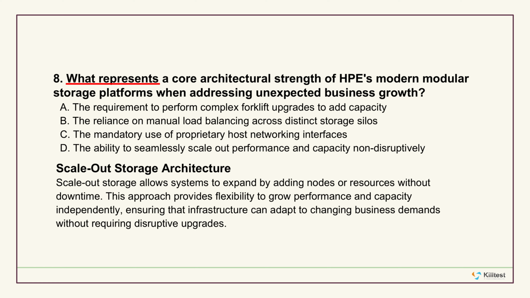And the options are? Option A, the requirement to perform complex forklift upgrades to add capacity. Option B, the reliance on manual load balancing across distinct storage silos. Option C, the mandatory use of proprietary host networking interfaces. Or option D, the ability to seamlessly scale out performance and capacity non-disruptively. It is absolutely D, the ability to seamlessly scale out performance and capacity non-disruptively. Options A, B, and C basically represent the legacy administrative nightmares we're actively trying to engineer our way out of.